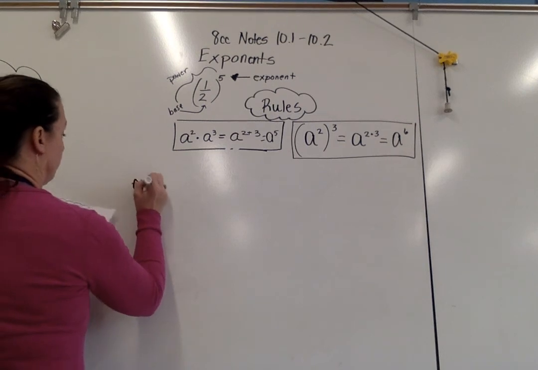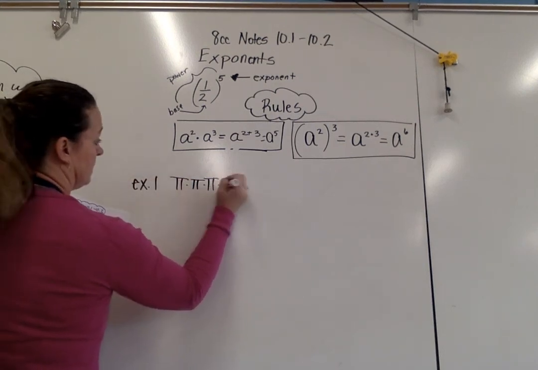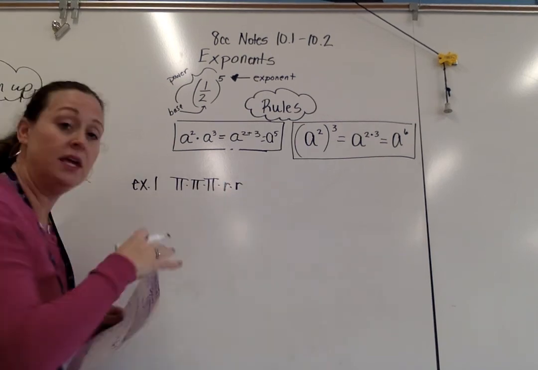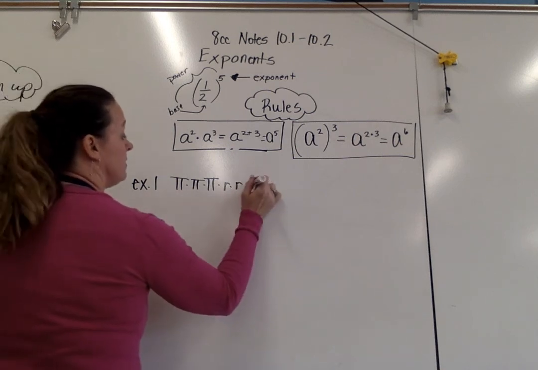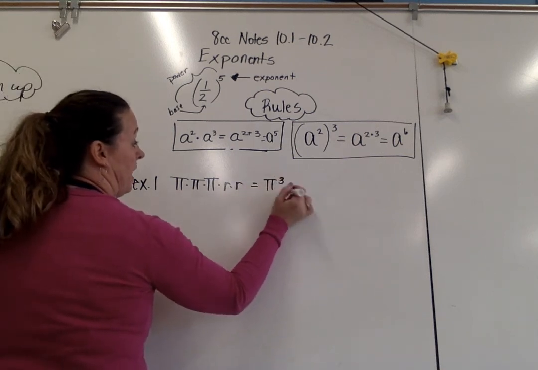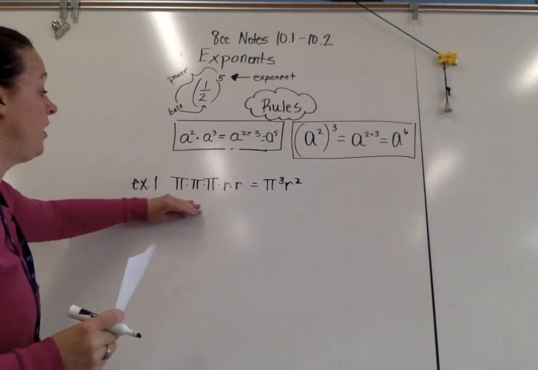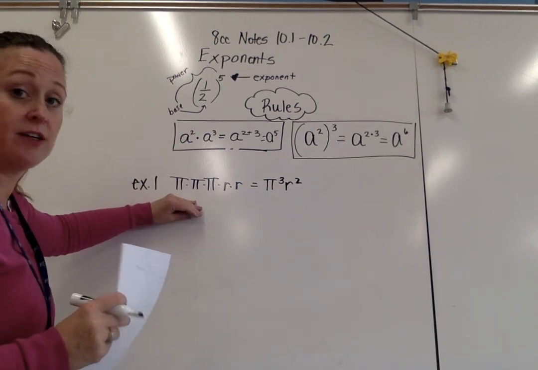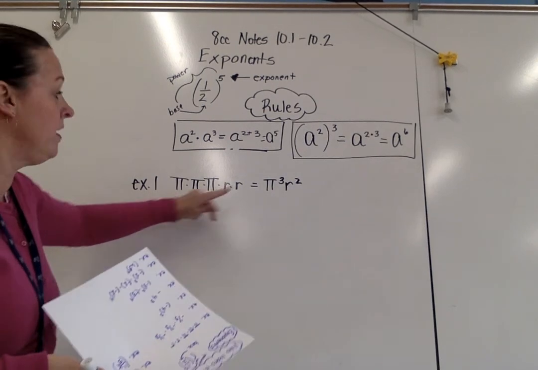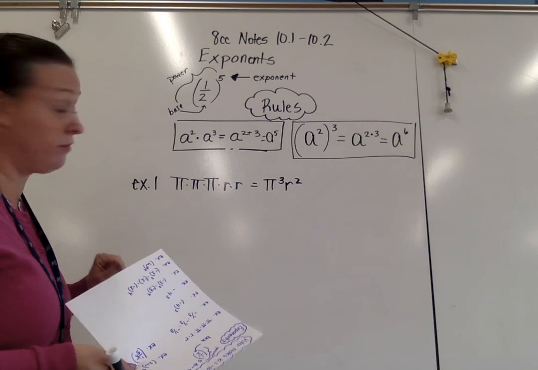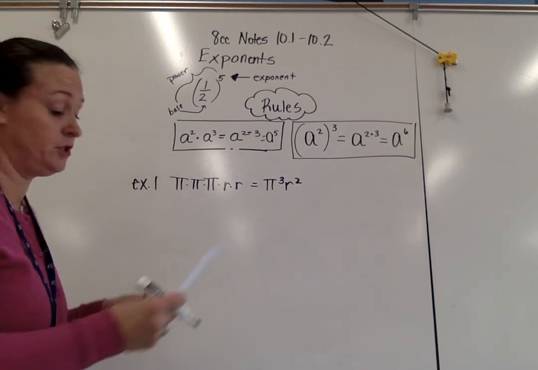My first example is going to be pi times pi times pi times r times r. In this case, I'm going to ask that this be written using exponents. So I can simply say that there are 3 pi's and there are 2 r's. If they are given an expression and asked to write it using exponents, I literally count how many pi's there are, and that is represented by the exponent of 3. I count how many r's there are, and that's represented with an exponent of 2.